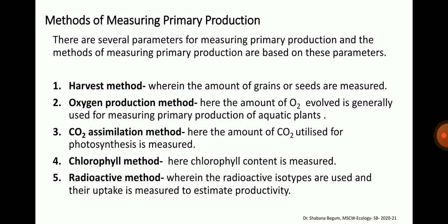Next is the chlorophyll method. Here the chlorophyll content is measured. And finally the radioactive methods, wherein the radioactive isotopes are used and their uptake is measured to estimate productivity.